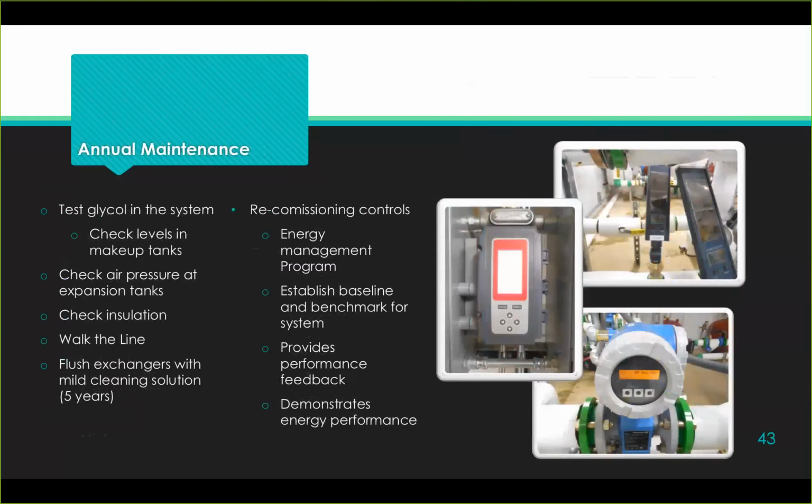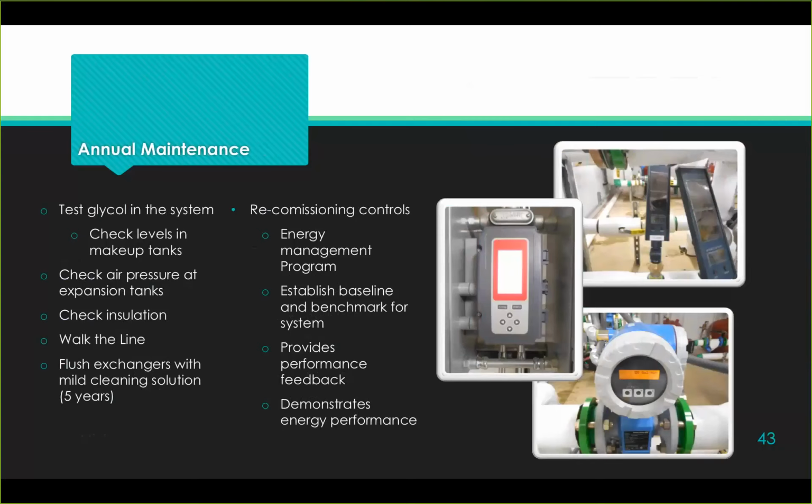And if you're running below grade or even exterior piping above grade, you're probably going to walk that line. Look for any leaks or breaks in insulation that might have occurred over the course of the year that might need to be repaired. And I tend to recommend that you flush your heat exchangers with just a mild solution every 4 or 5 years anyway, just to prevent buildup and scale.